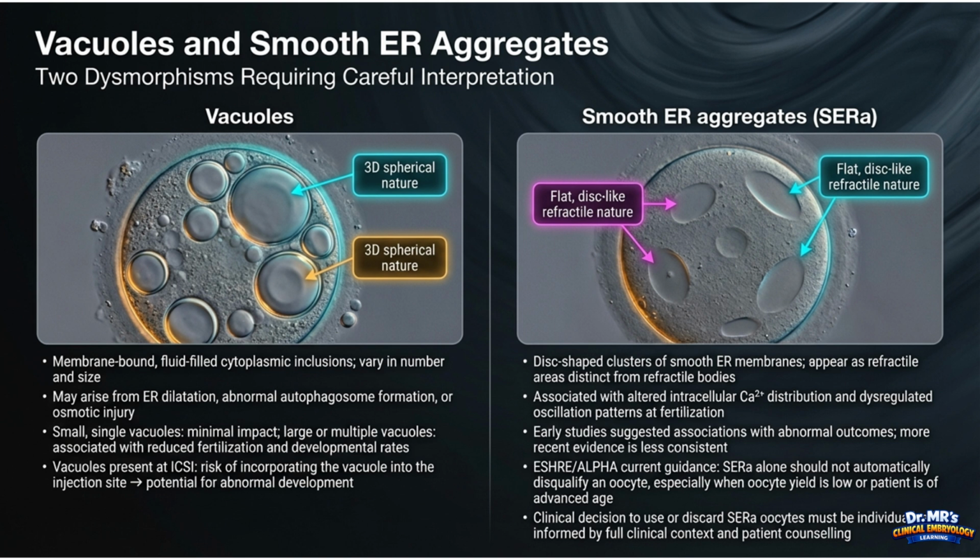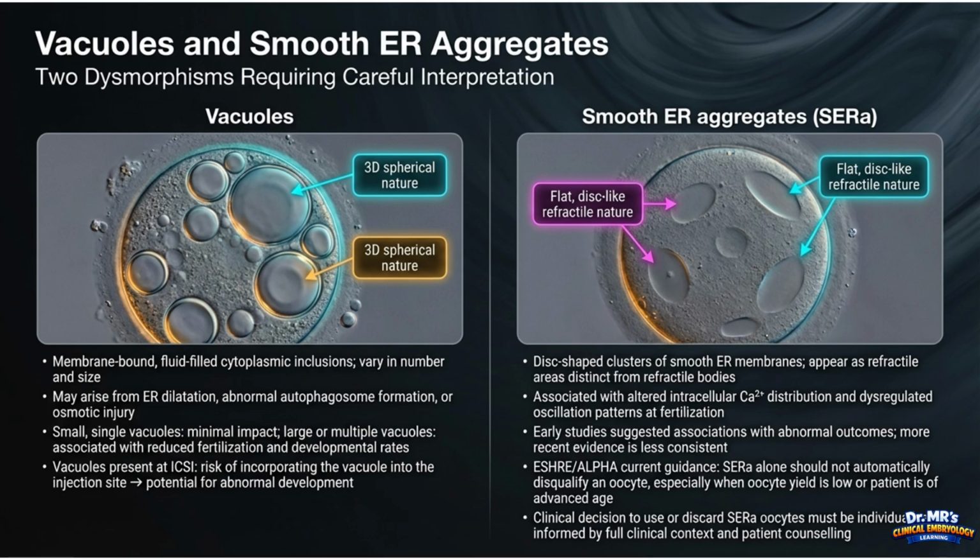The smooth endoplasmic reticulum is the primary calcium store in the oocyte, and when its membranes are abnormally aggregated, the spatial distribution of calcium released during the cortical reaction is expected to be dysregulated, potentially altering the pattern of calcium oscillations at fertilization. Early studies raised significant concern about smooth endoplasmic reticulum aggregates, suggesting associations with abnormal outcomes including, in some reports, abnormal placentation. More recent evidence has been less consistent, and the clinical picture has become more nuanced.